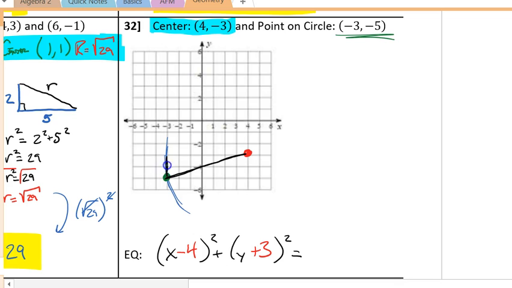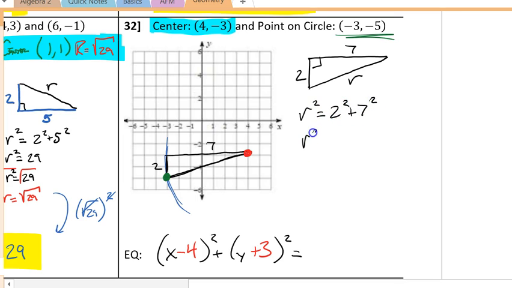Unfortunately, once again, we can't actually just count it, but we can, in fact, create a right triangle: 1, 2, 3, 4, 5, 6, 7, a 2 by 7 right triangle, with my unknown being the radius. And once again, we can do r squared is equal to 2 squared plus 7 squared. Radius squared here is equal to 4 plus 49, which is going to be 53. We would take the square root of both sides. That's not going to be nice, so the radius is just equal to the square root of 53.